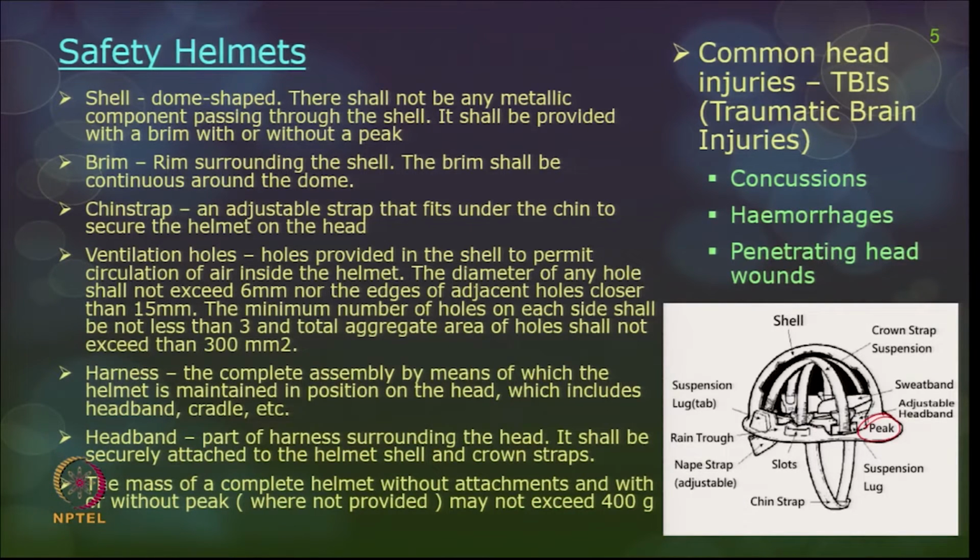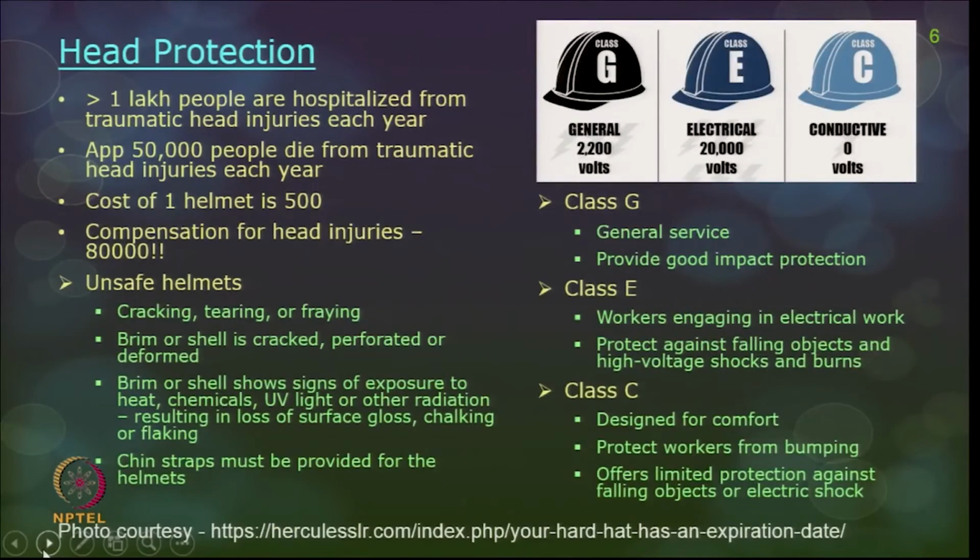The common head injury is primarily called TBI, which is nothing but traumatic brain injuries, and apart from that, the other common injuries are concussions, hemorrhages or penetrating head wounds. These are all the different types of head injuries, and when a survey was taken up, many of these workers did not wear a hard hat when these accidents happened, and some of these workers were also wearing a hard hat, but not as per the specification for the hazard.